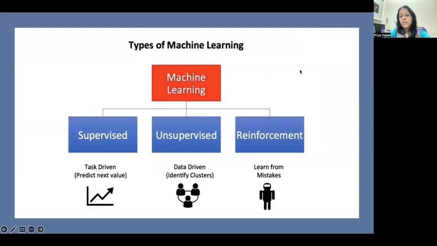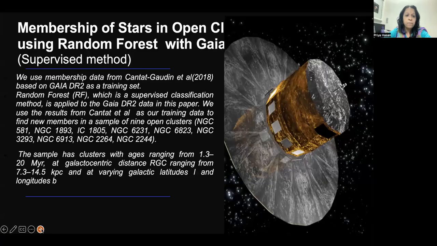In this case, you could be using supervised methods or unsupervised methods as well as reinforcement. So today I'm going to talk about some supervised as well as unsupervised methods which are being used for membership determination. I start off with the paper which we did about 2 years ago, which was on membership of star clusters using a random forest with Gaia DR2.